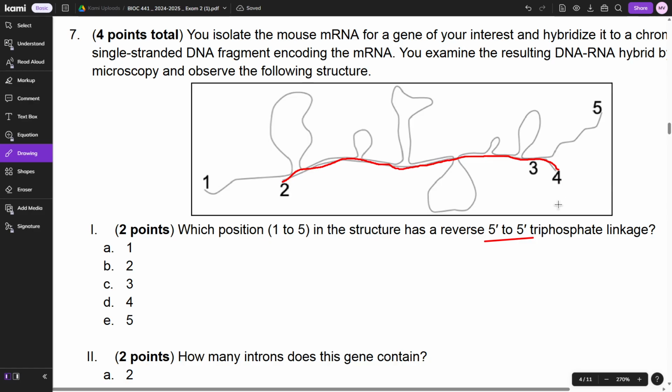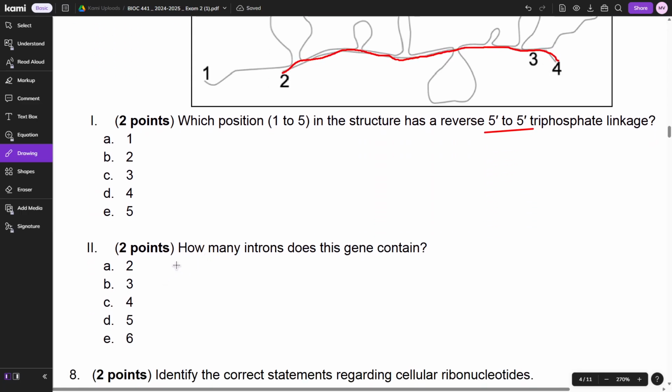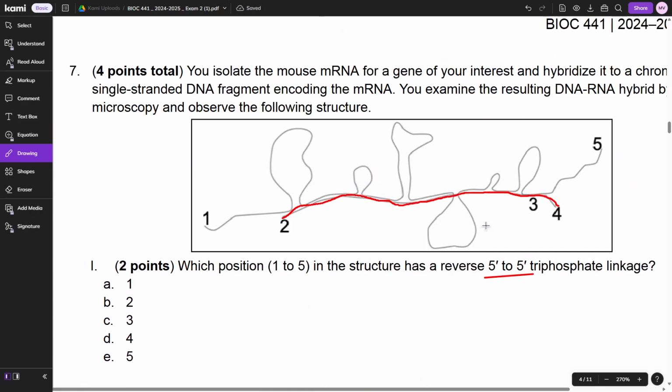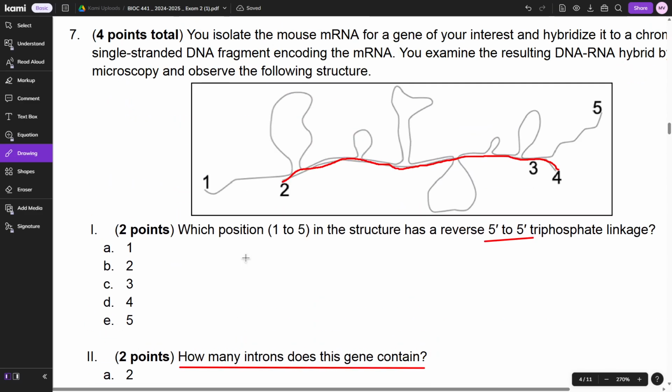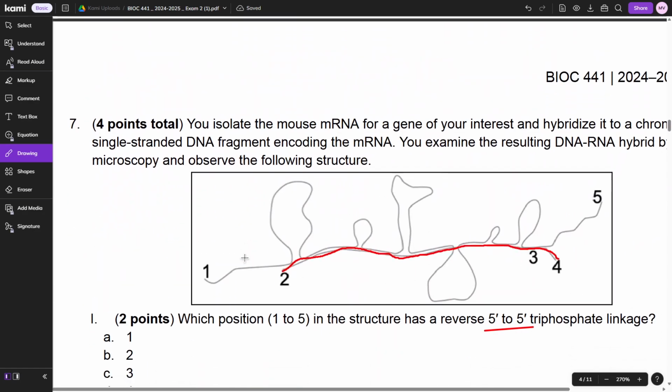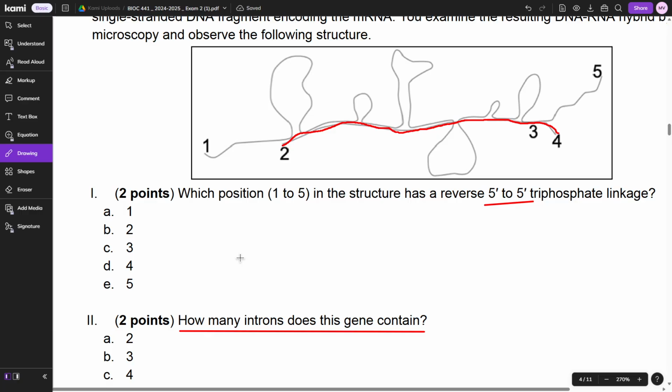First of all, we can do this one pretty easily. How many introns does it contain? Just count the number of loops. 1, 2, 3, 4, 5, 6. Circle the letter. There you go. 6 introns. Good.